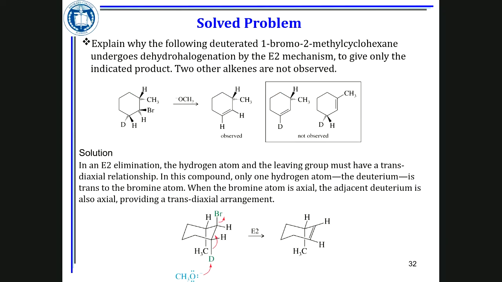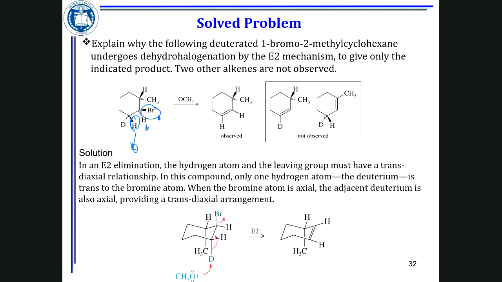So the bromine is leaving from here. This bromine must be in axial position, right? This bromine must be in axial. That is the starting point. If the bromine is in axial position, then this hydrogen is in equatorial position. If bromine is in axial position and coming toward you, what about this hydrogen? Is this axial or equatorial?